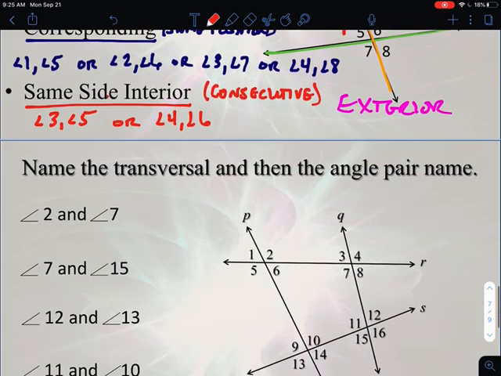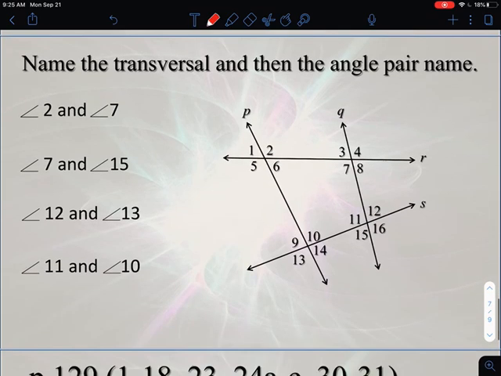So if we're looking at a situation like this, it says name the transversal and then name the angle pair for each of the different angles. So they're giving us an angle pair. What's the transversal and what is the angle pair? When you think about transversal, you're looking for the line that touches both angles. So the transversal is going to touch both angles.